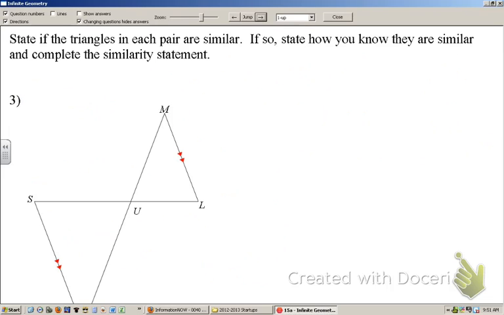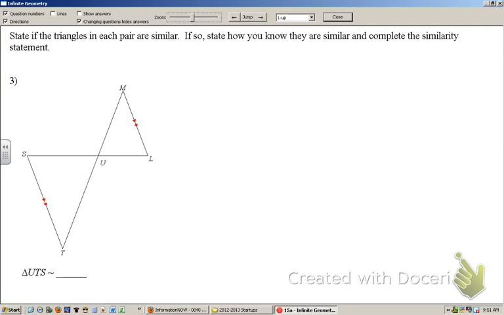Number 3. It says state if the triangles in each pair are similar. There's our first question. So answer number 1 says state if they are similar. If so, state how you know they are similar and complete the similarity statement. So essentially this is a 3-part question, and a lot of you on your test and your previous startups are only answering one part, and so as far as startups are concerned, you're missing the whole thing.